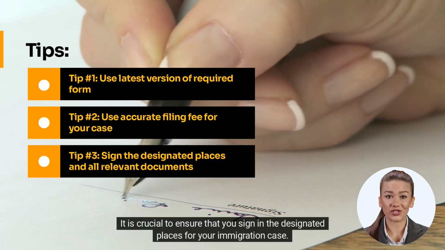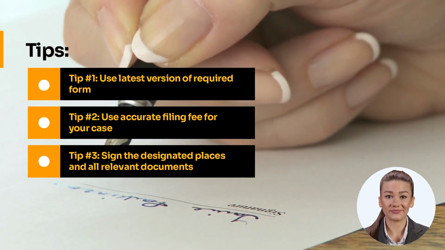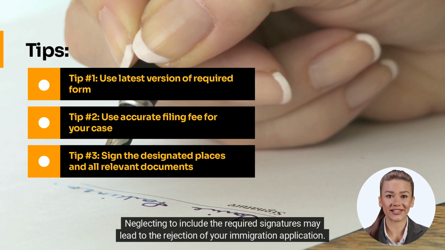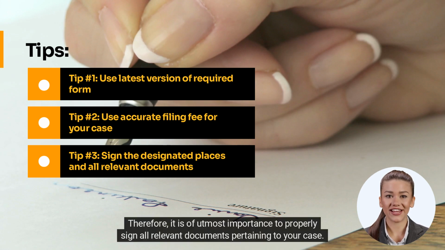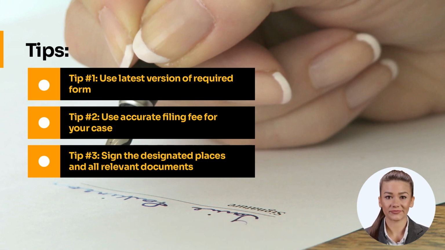It is crucial to ensure that you sign in the designated places for your immigration case. Neglecting to include the required signatures may lead to the rejection of your immigration application. Therefore, it is of utmost importance to properly sign all relevant documents pertaining to your case. Let's move on to tip number 4.